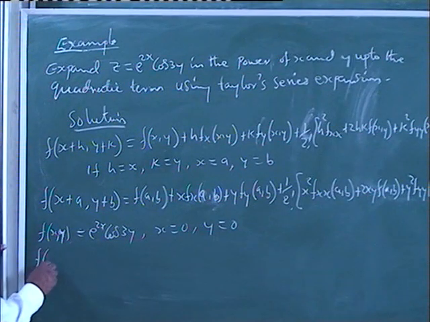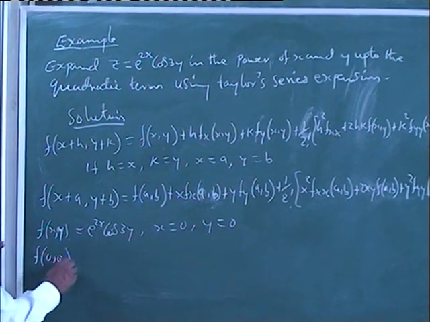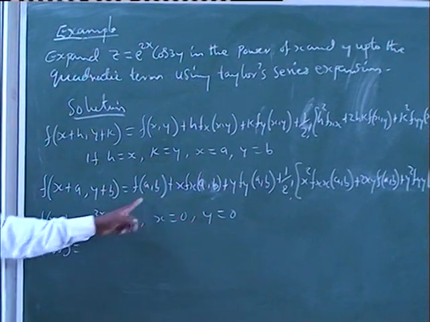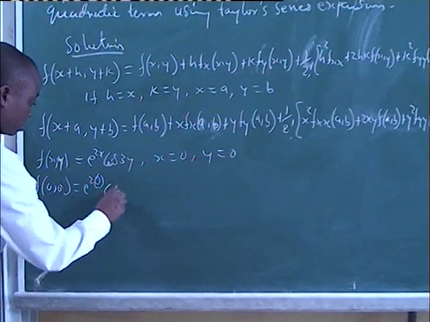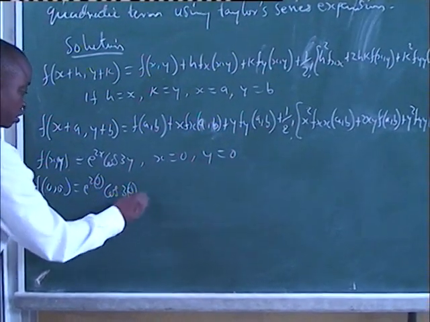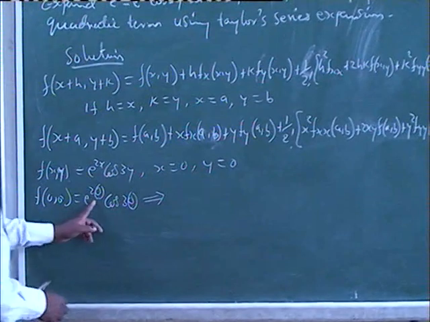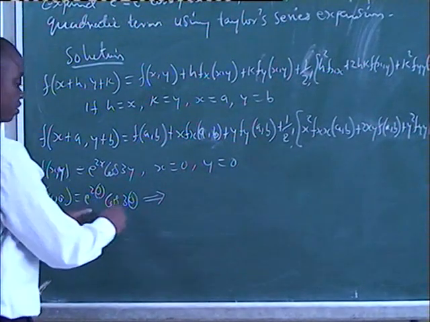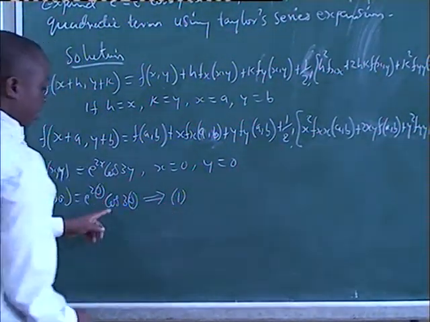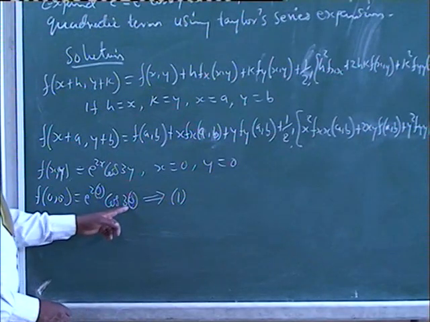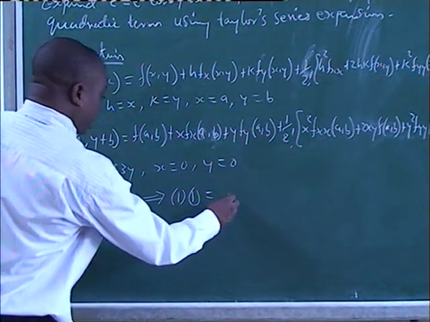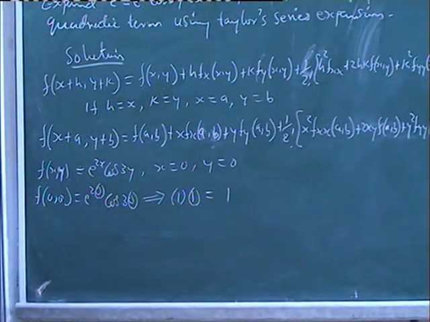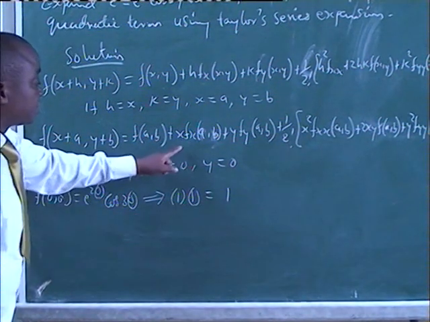Now f of 0, 0, which is this place, will give us what? Exponential 2 times 0, cos 3 times 0. Anything to the power 0 is 1, so we have 1. Now cos 3 times 0 is 1. So at that point, what we have is 1. And the next one is here.